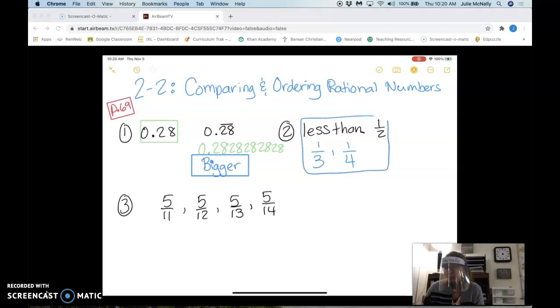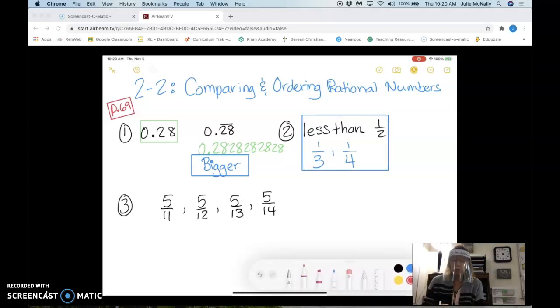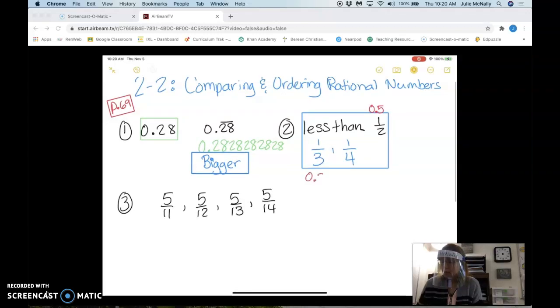Is it 1/3 and stuff like that? And the way that we could prove it is we could get our calculator out and turn them into decimals just to make sure. So if I do 1 divided by 2 on the calculator, I'm going to get 0.5. What if I do 1 divided by 3? I'm going to get 0.3 with a bar. And if I do 1 divided by 4, I'm going to get 0.25.